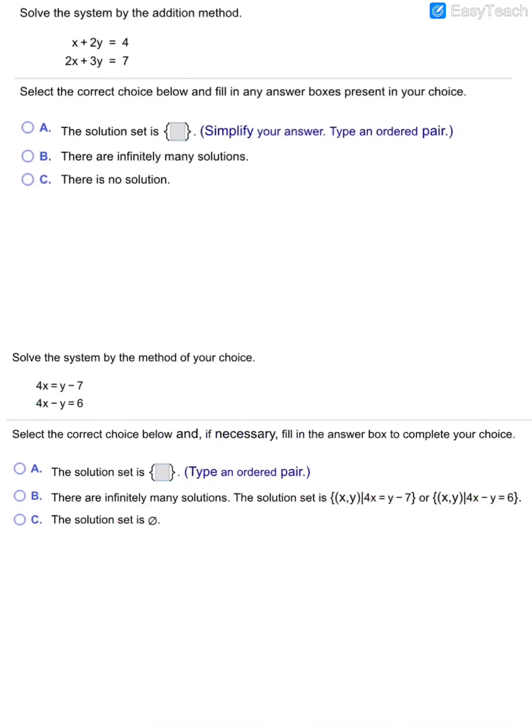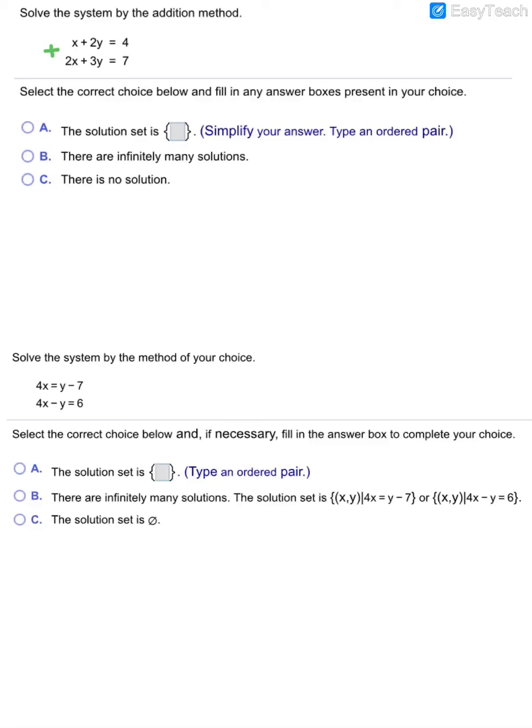Okay, so on the next system of equations, we're being asked to use the addition method. With the addition method, you are looking at either one of your two variables, and you want to set it up so that when you add the two equations together, they will cancel out. Now, if you look at the way it is set up right now, that's not going to happen. If I tried to add the x's, I would get a 3x. If I tried to add the y's, I would get a 5y.